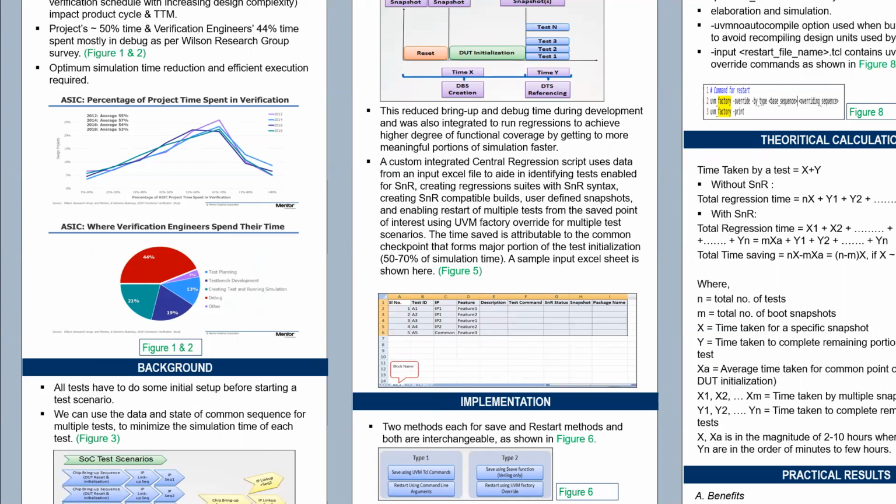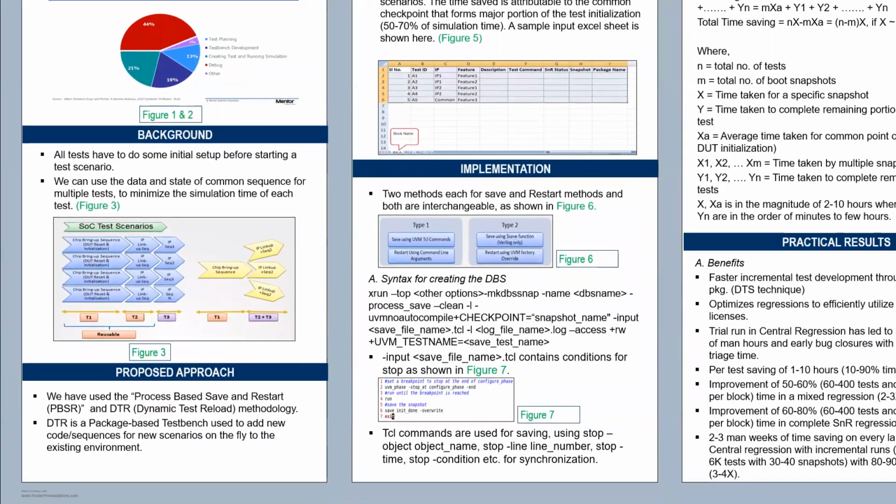This brings us to the idea of save and restart. All tests have to do some initial setup before starting a test scenario. Running this phase multiple times for every test takes a lot of time again. If we can use the data and state of initial setup and common boot sequence for multiple tests, it would minimize the simulation time. This is illustrated in the figure 3 here. Existing simulators support save and restart, but with few limitations.